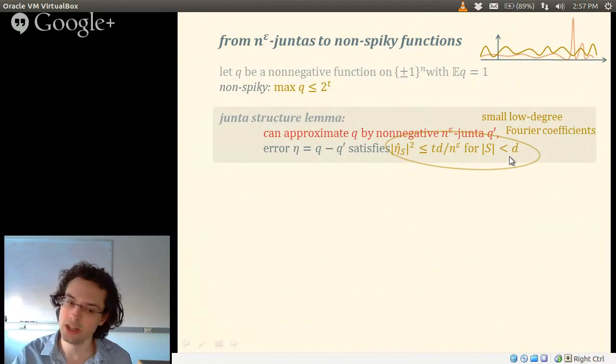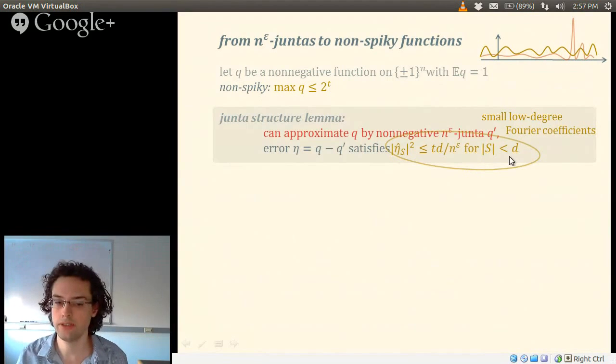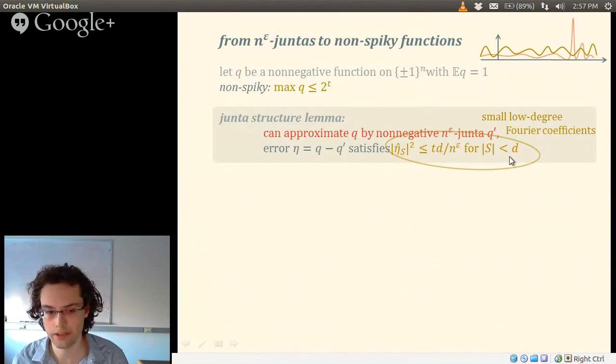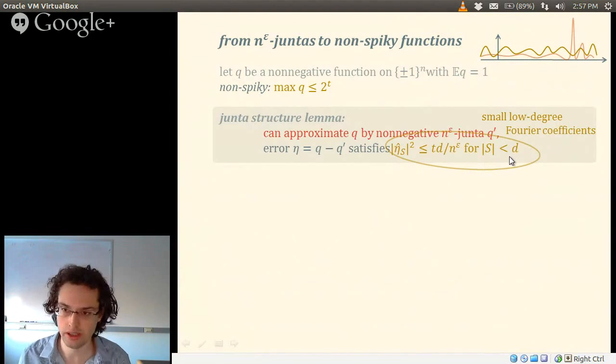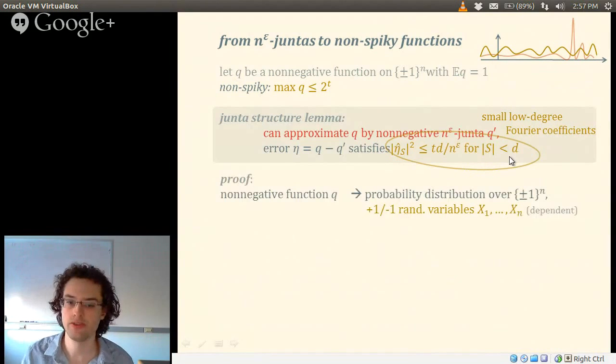It might have large high-degree Fourier coefficients, but it turns out that we don't have to worry about that. But what we can prove is that the low-degree Fourier coefficients are small. The way we want to prove this is by switching domains, and we'll switch domains as follows.